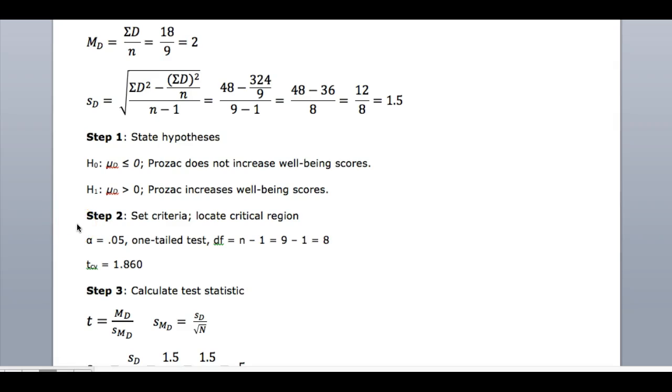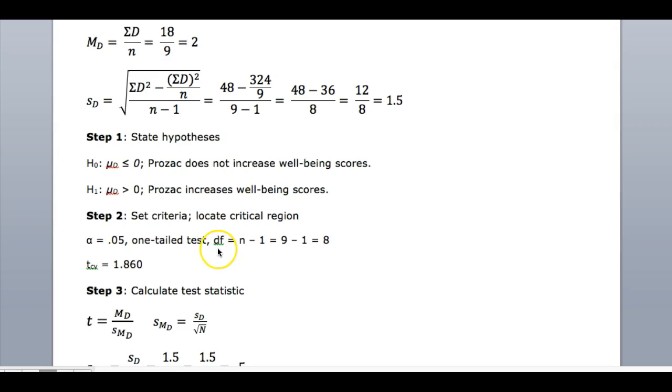Step 2 is to set the criteria and locate the critical region. Alpha is 0.05. It's a one-tailed test. The reason why we know it is, remember, the question asks whether we have a positive effect, or whether Prozac increases. So now we're actually working on the right side of the distribution, right? So we're going to get positive values.